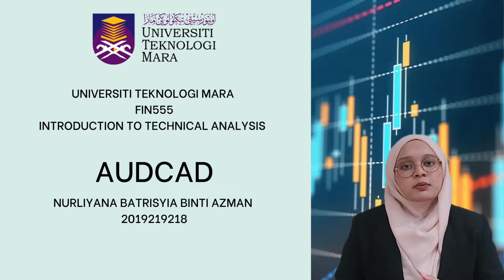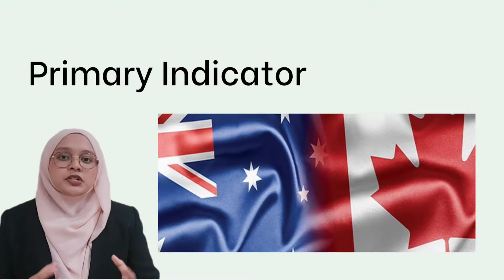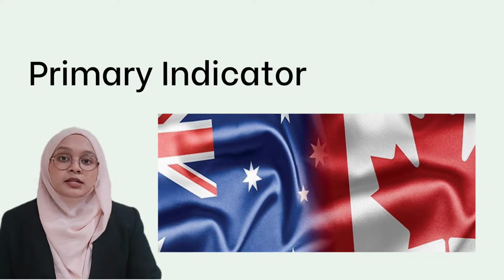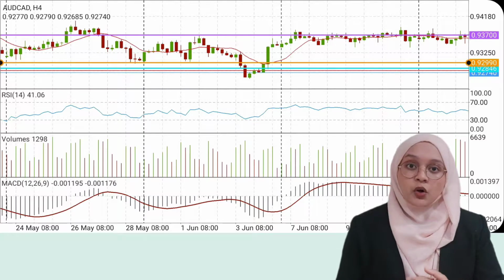Today, I'm going to explain the currency analysis between Australian dollars and Canadian dollars. The first primary indicator to be used is candlesticks. In the graph of Australian dollars versus the Canadian dollars, there is a spinning top candlestick pattern.